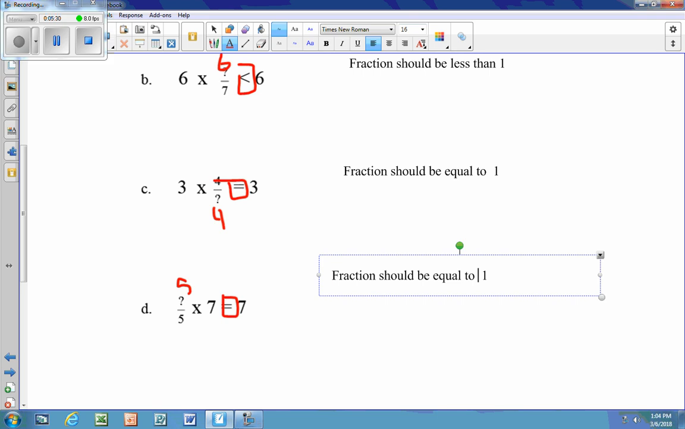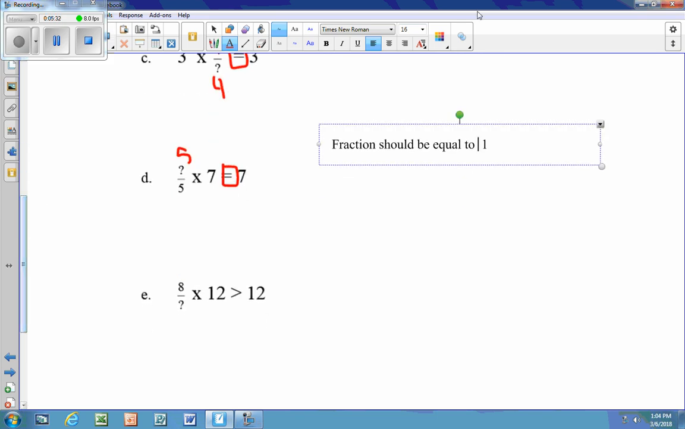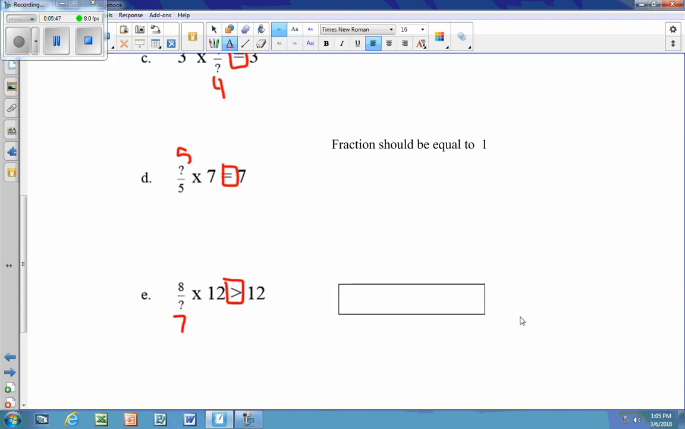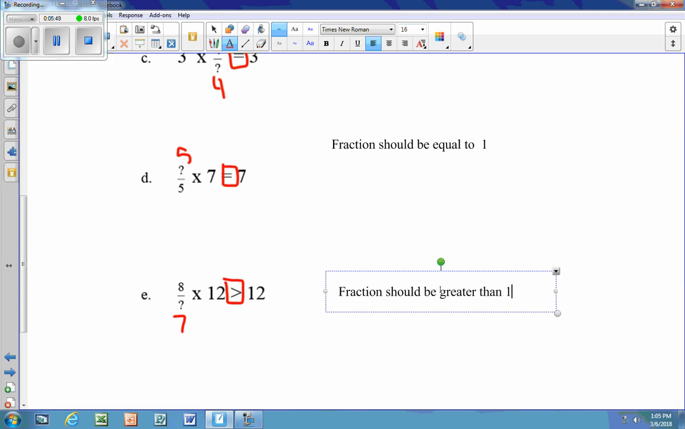And on the very last one, we see that we have greater than, so we need something that's greater than 1. To make it greater than 1, the numerator has to be bigger than the denominator. I'm going to choose 7. You could do 6, 5, 4, 3, 2, or 1. Any of those would work. And our explanation is that the fraction should be greater than 1.